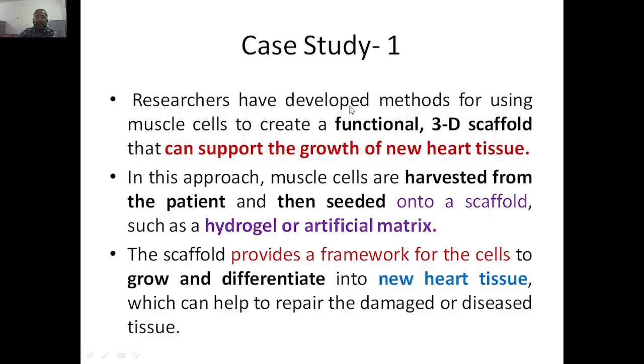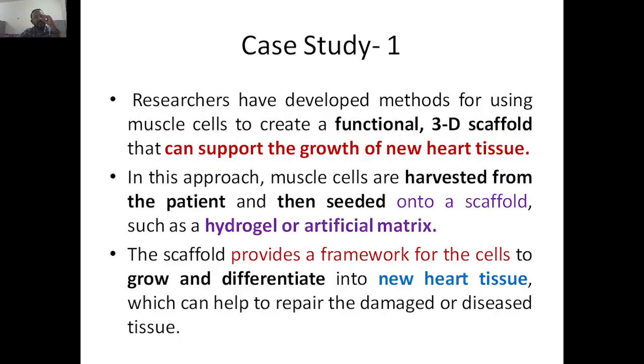Okay, so the researchers have succeeded, they have created a 3-dimensional scaffold of muscle systems which is functional. Okay, for what purpose? To support the growth of the new tissues, new heart tissue. Okay, so that was the successful one of the study. So in this approach, muscle cells are harvested from the patient. How is this particular case study done? Initially they harvested, that means they extracted the muscle cells from a patient's heart.